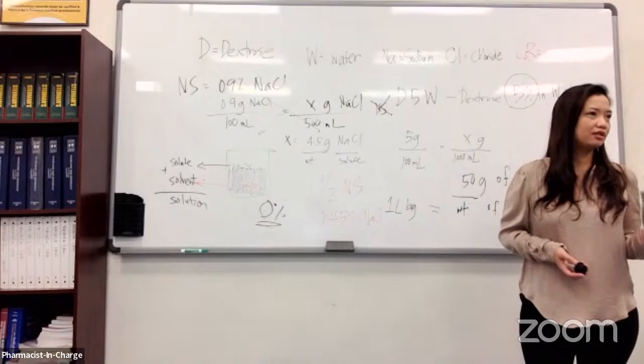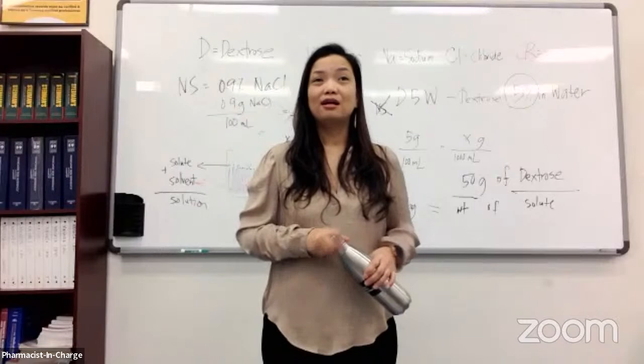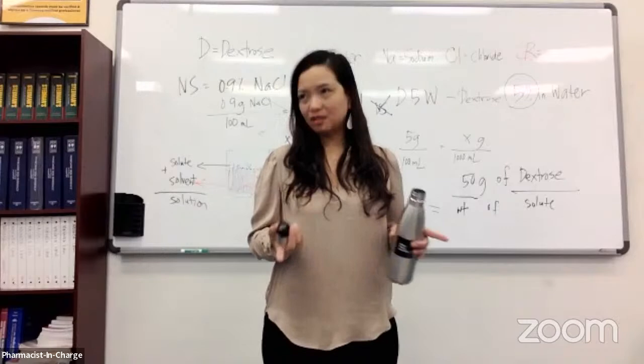You know what reference I like for Alligation? Chapter 3 of your NPTA sterile compounding ebook, because it's in PDF form now, right? It comes in PowerPoint too.